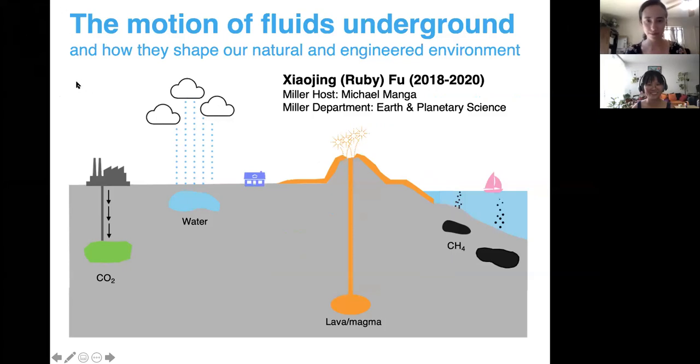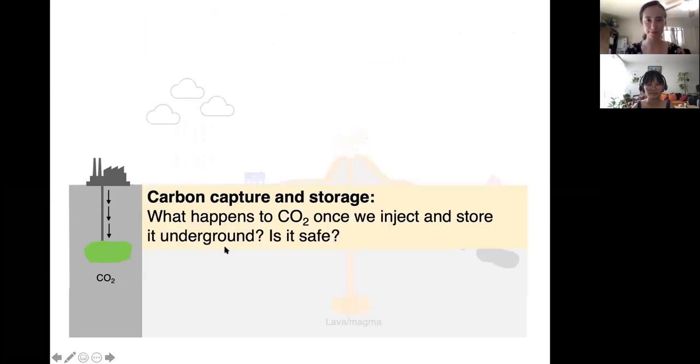As Anna mentioned, the title of my talk is The Motion of Fluids Underground, and the subtitle is How They Shape Our Natural and Engineered Environments. This cartoon here, I drew it actually 2 years ago in an effort to summarize all the projects I've been working on, thanks to the Miller Fellowship, which gives me all the freedom. I want to quickly give you some idea of what these are.